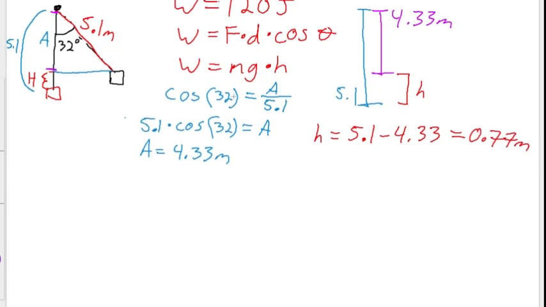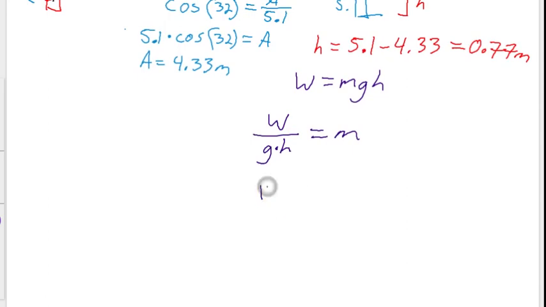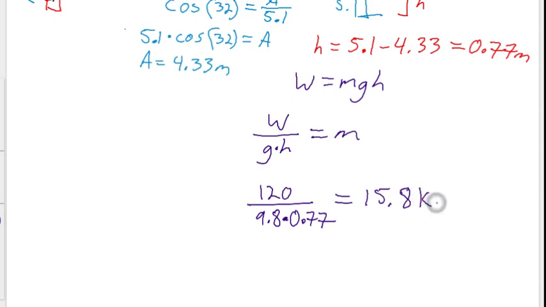Now we need to go ahead and solve for the mass of the child's sister. And to do that, we said work is equal to mgh. If we're solving for mass, we're going to divide by gh. So we find out that work over gravity times height is equal to the mass. All we need to do is plug our numbers in. The work is 120. Gravity is 9.8. The height we just solved for is 0.77. Therefore, 120 divided by 9.8 times 0.77 gives us a mass of 15.8. And we know that mass is in kilograms.